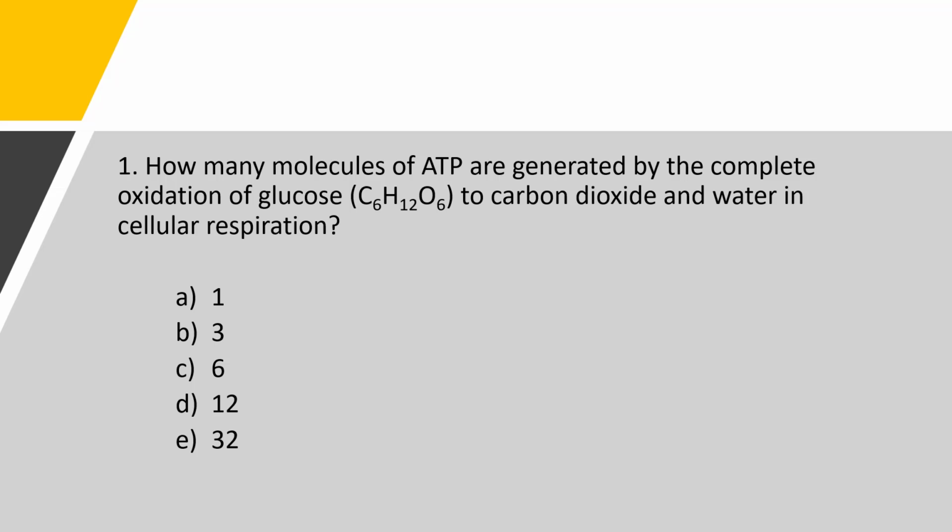So here's question 1. How many molecules of ATP are generated by the complete oxidation of glucose to carbon dioxide and water in cellular respiration? Is it 1, 3, 6, 12, or 32? Pause the video. Think about the answer, and then come back.